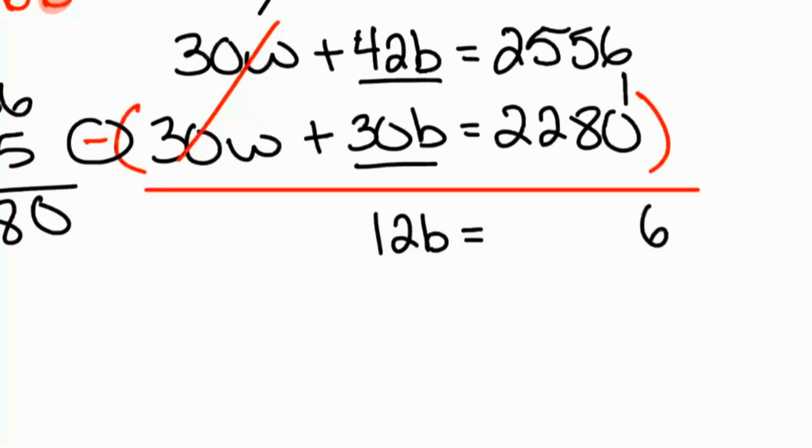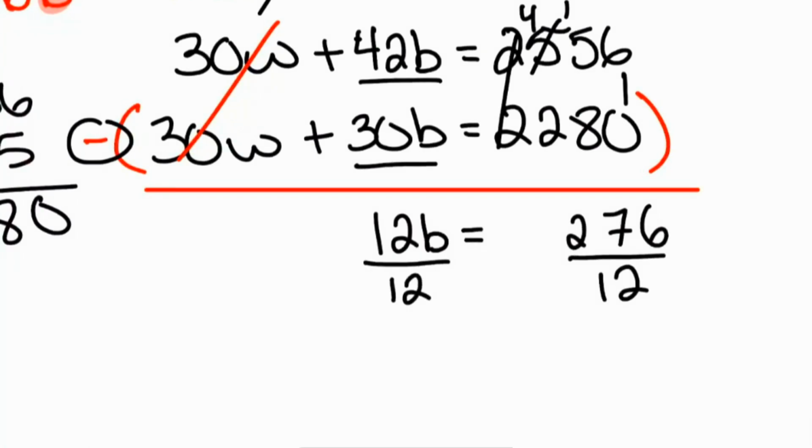So that's going to give us 6. Can't do that, so we'll go ahead and borrow. Then we'll have 7, we'll have 2, and then that cancels. So we have 12B equals 276. And now we just need to divide both sides by 12, and we're good. So on the side over here, we'll perform that long division.